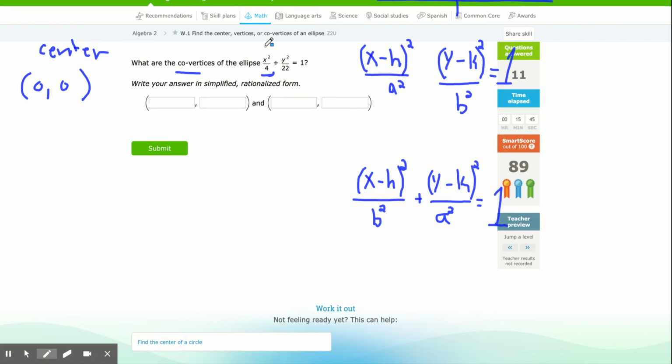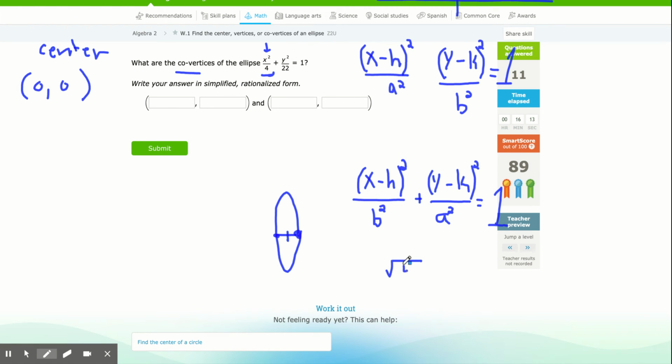The next thing you're going to do is, if it's asking for the co-vertices, you're going to take the smaller number, which happens to be under the x. Since it's under the x, that means your ellipse is longer vertically than it is horizontally, and we're looking for the two co-vertices, which are a distance away from the center. Center is (0, 0). So what you do is you take this number that's under the x squared, which is b squared. We're going to square root 4.